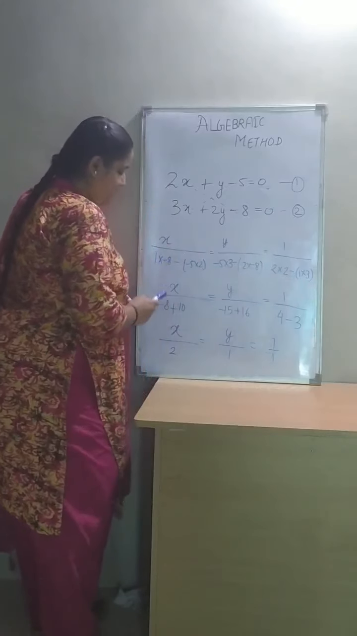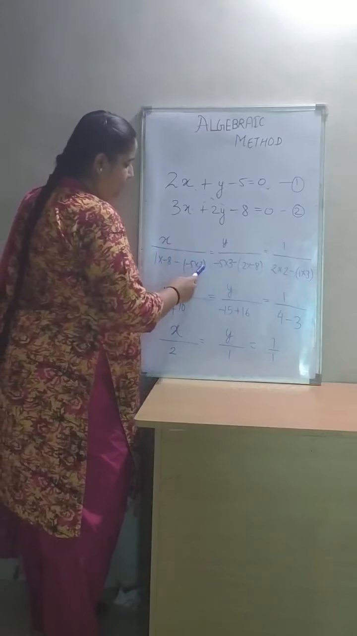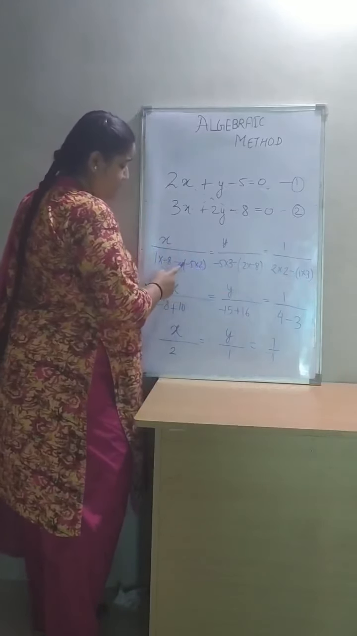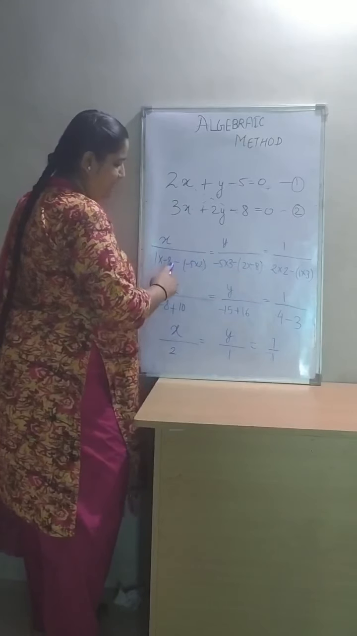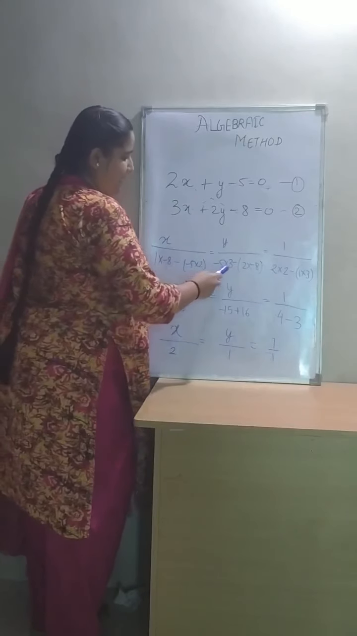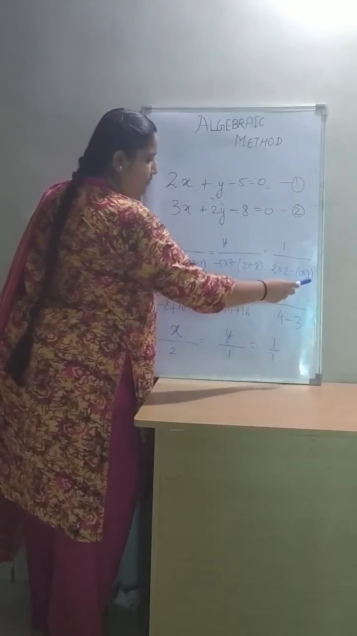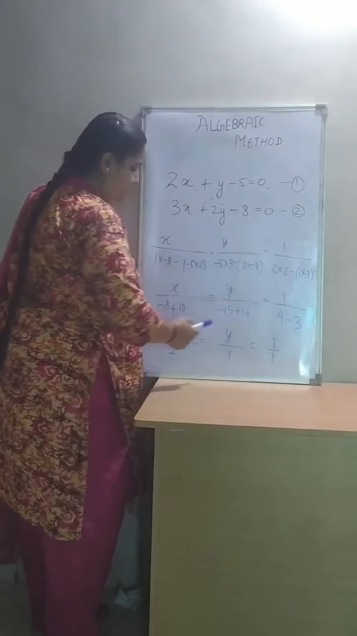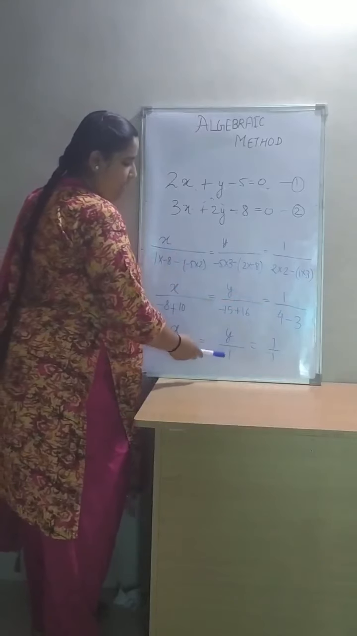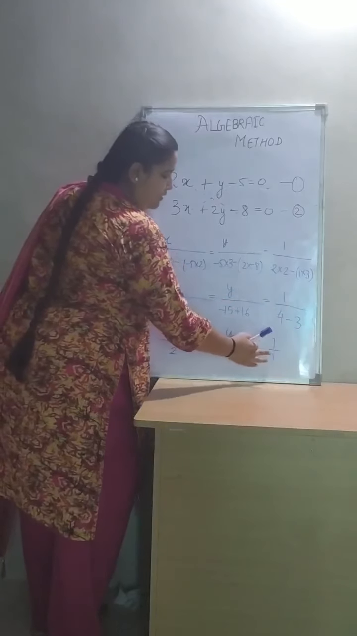1 into minus 8 is minus 8. Minus 5 into 2 is minus 10, and the minus in front of the bracket will become plus 10. Minus 8 plus 10 is 2. For y, minus 15 minus minus 16 has become plus 1. 2 2s are 4, 1 3s are 3, 4 minus 3 is 1. So it has become x upon 2, y upon 1 and 1 upon 1.